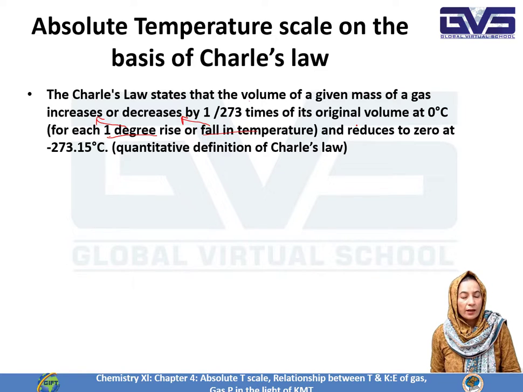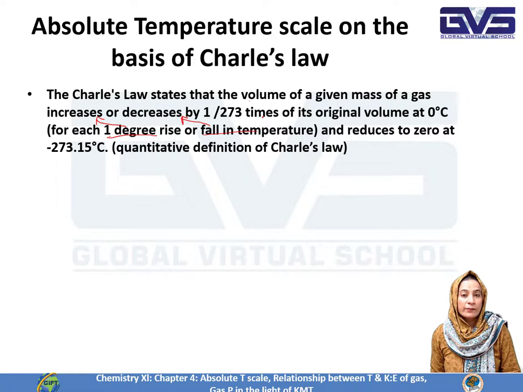The original volume can be any volume. It can be 100 centimeter cube, it can be 500, it can be 1000, any. But the original volume at 0 degrees, its 273rd part increases with each 1 degree rise, and it decreases with each 1 degree decrease in the temperature. And if we keep decreasing the temperature, then its volume becomes 0 at minus 273.